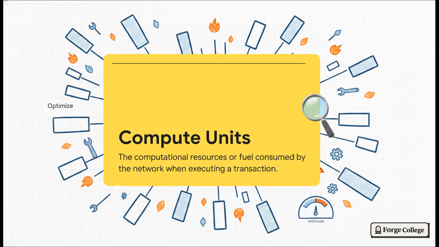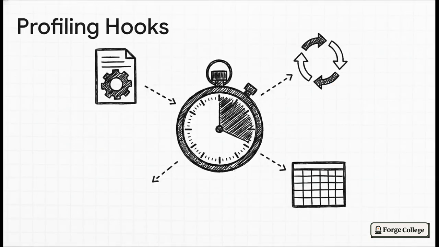Think of compute units as the fuel or the gas that your transaction burns when the validator actually executes it. Highly complex transactions burn way more fuel, and here is the kicker. If your transaction is a total gas guzzler and hits the network's hard compute limit, it flat out fails. It stalls out on the track, and your user gets a really frustrating error message. So our job as high-performance developers is to measure this fuel consumption and squash it down as much as humanly possible. So how exactly do we get those numbers?